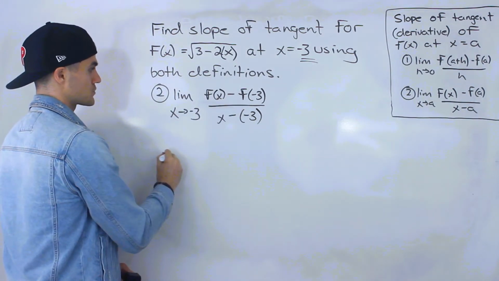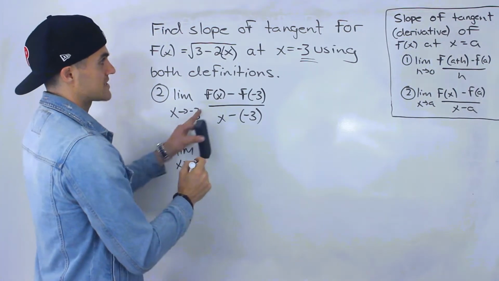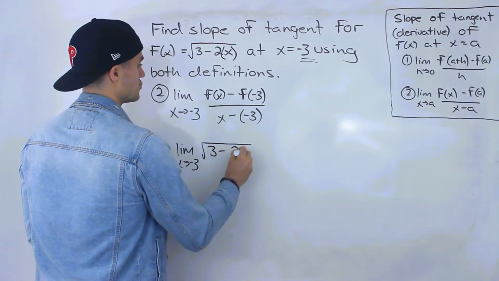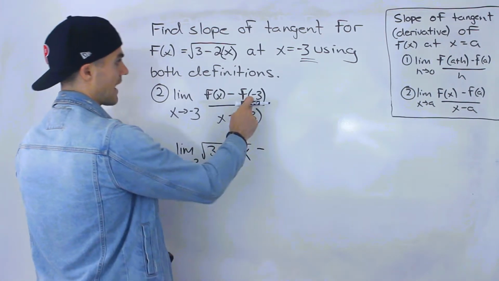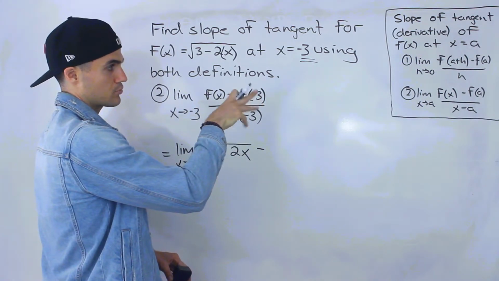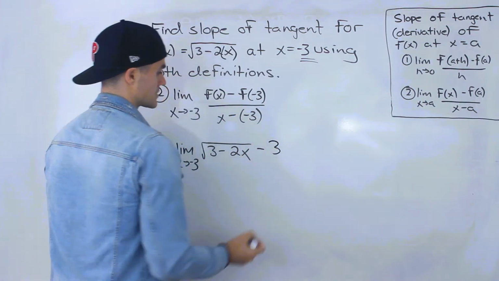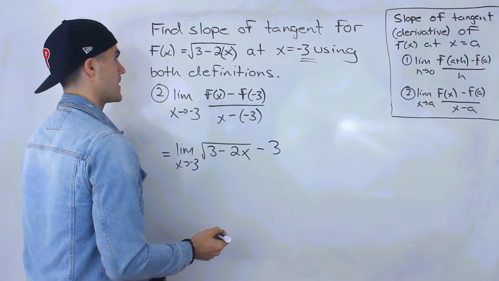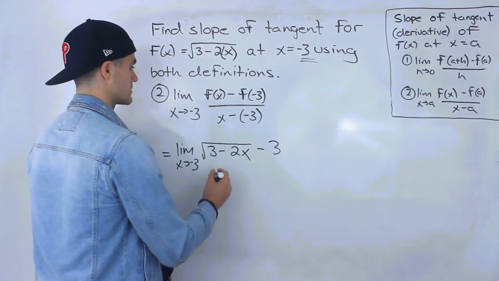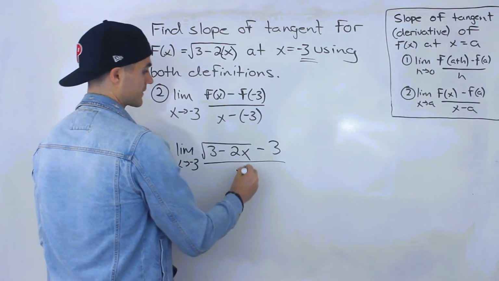And so now what we got to do is work with this limit here. So limit as x approaches negative 3. What's f of x? We would just write out the function as is. So we got 3 minus 2x minus f of negative 3. As we did in the previous definition, we showed that it's equal to 3. So this would be a minus 3 right there. Is that right? Yes, it's all good. All over x minus negative 3, which would be x plus 3.